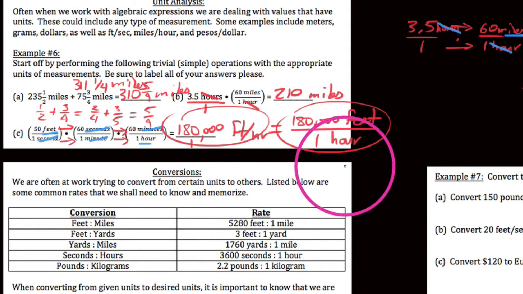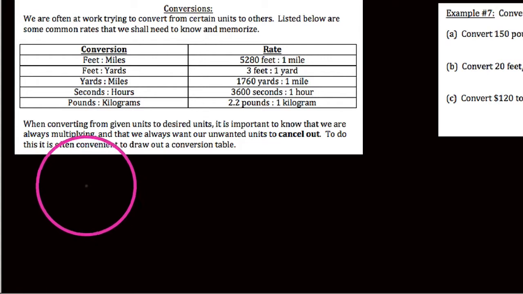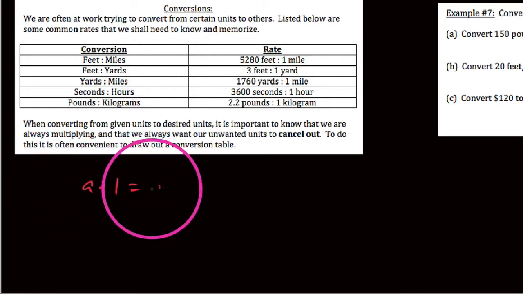So conversions, it's useful to be able to convert from, like, say, feet to miles, or feet to yards, or seconds to hours, pounds to kilograms. So in an effort to do so, we're going to borrow from a really simple property of algebra. It's called the multiplicative identity property. And it says anything times 1. A times 1 is itself.